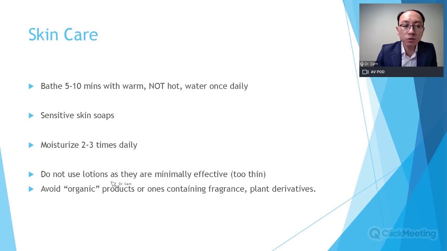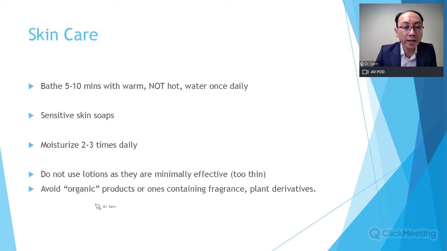Do not use lotion, as lotion is not effective. You need to use emollient. Lotion is not good enough. You have to suggest the parents use cream. Cream is good, or emollients. So do not use lotion.